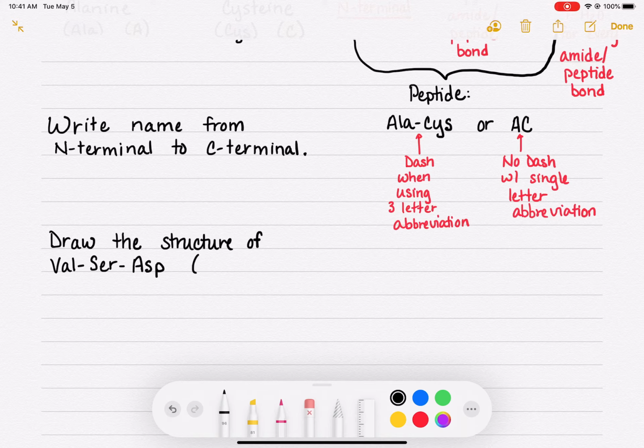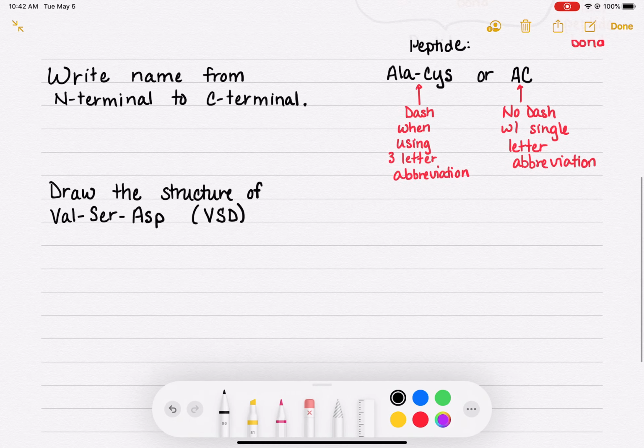Or with the one letter abbreviations, its name would be VSD. Now, in order for you to be able to do this, you need to have handy a table of amino acids. So you need to find the table of amino acids that you're using. Just find one online, something that looks appealing to you. I did link one of them on Canvas, but you can use whichever one looks good to you. And you need to have that close by so that you know what the R groups look like.